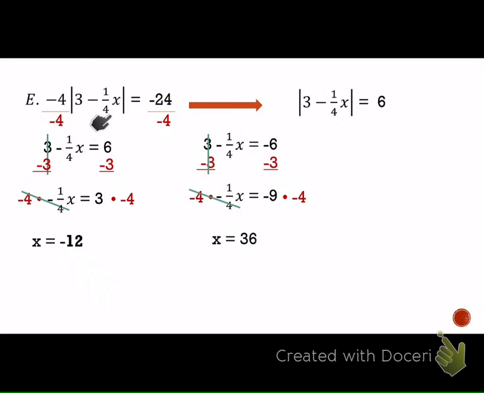Back here, when I plug in a 36, what's 36 divided by 4? 9? And what's 3 minus 9? Negative 6, and the absolute value of negative 6 is 6, and 6 times negative 4 is negative 24. So they do both check out. I am confident in boxing in my answer and moving on. Questions?